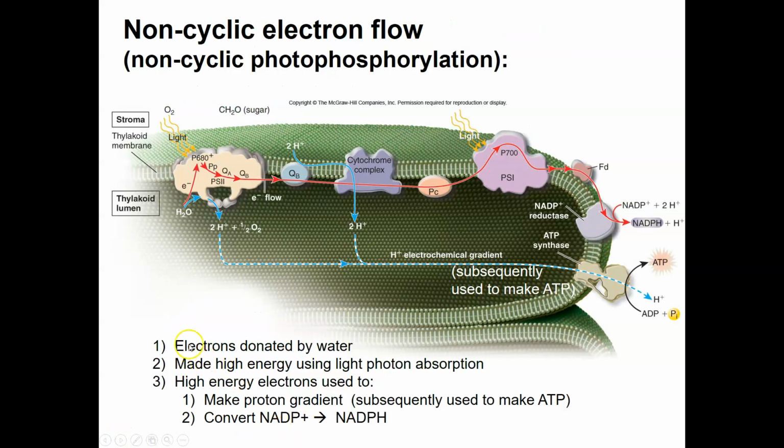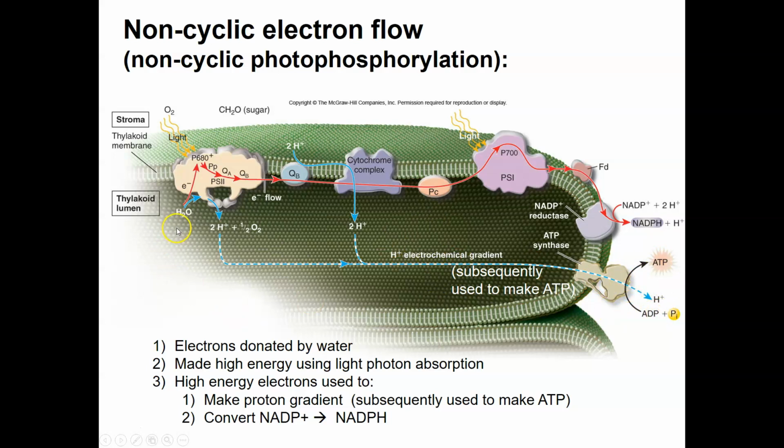So again, what we've talked about so far would be considered non-cyclic electron flow. This is linear flow of electrons. It goes from the water molecule through photosystem 2 to the QB molecule to the cytochrome complex to PC, ultimately to photosystem 1, ferredoxin, NADP reductase, and the electron ends up residing with NADPH. In so doing, we also proceed to make a bunch of ATP.